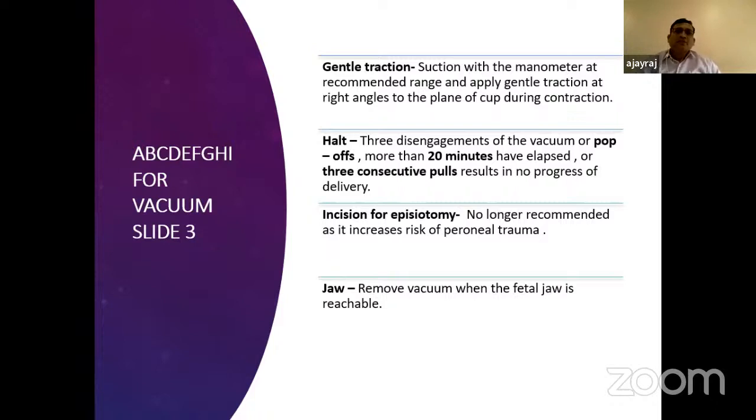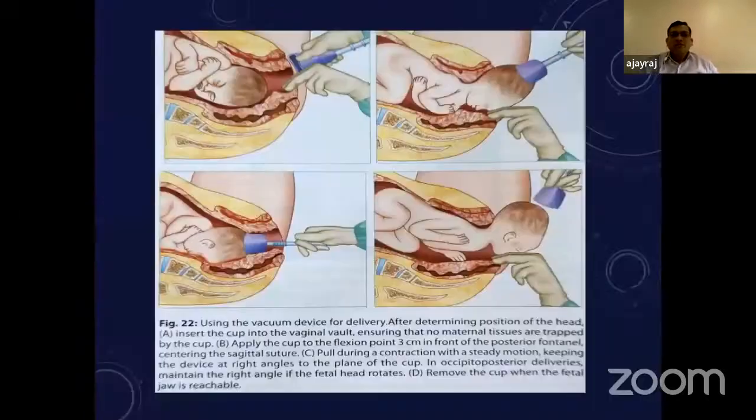Three disengagements of the vacuum, or pop-offs, or if we have applied the vacuum for more than 20 minutes, then we should stop our procedure. Also stop after 3 consecutive pulls which result in no progress of the delivery. Episiotomy was previously recommended, but nowadays during vacuum delivery, episiotomy is not routinely emphasized. The operator can decide according to the rigidity of the perineum. Remove the vacuum when the fetal jaw has been reached.